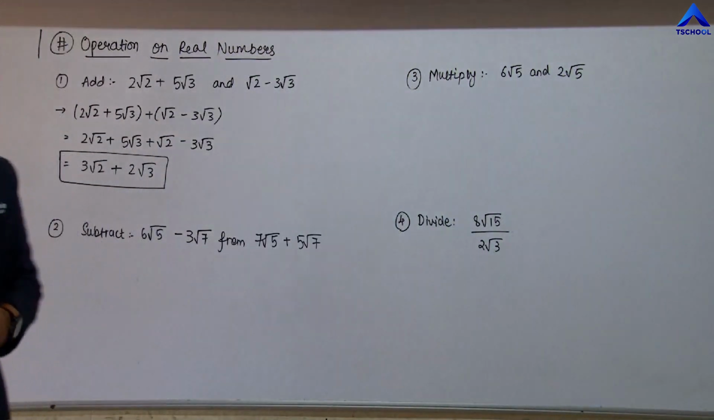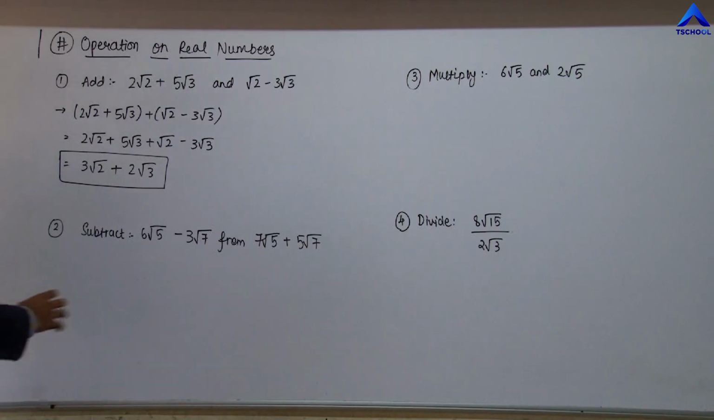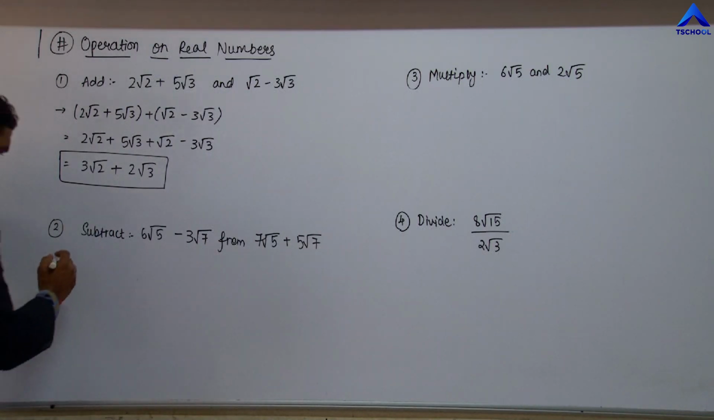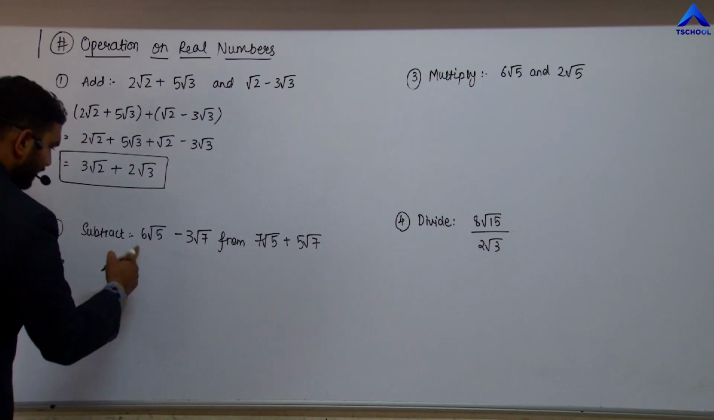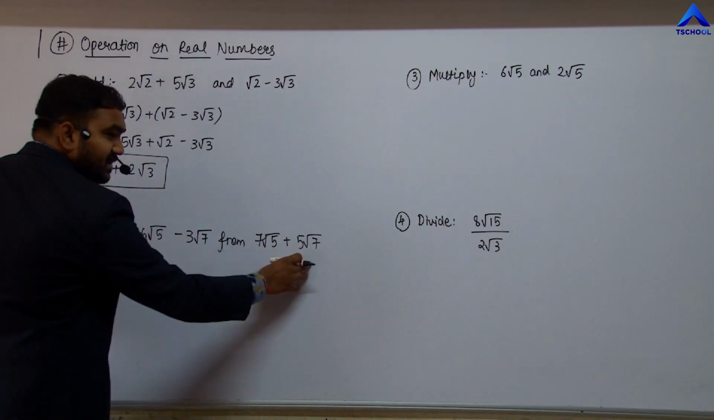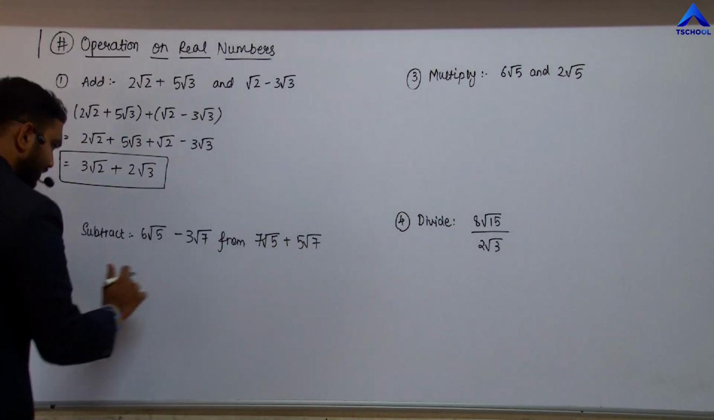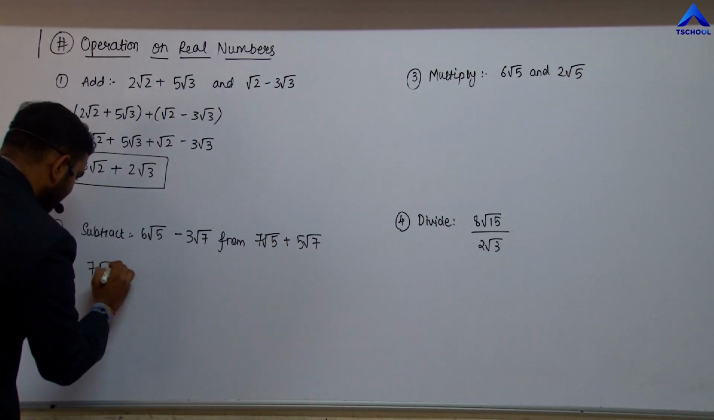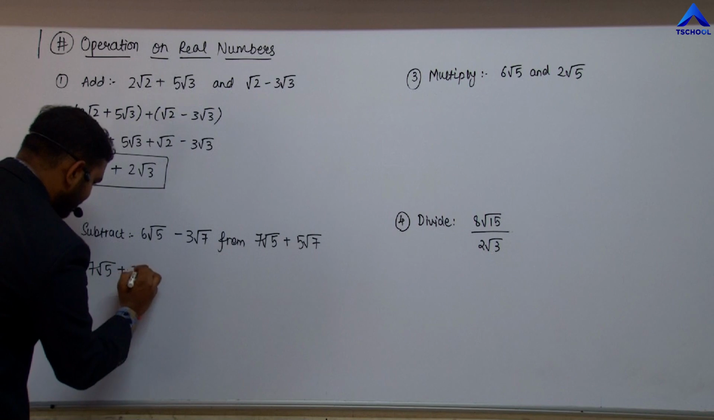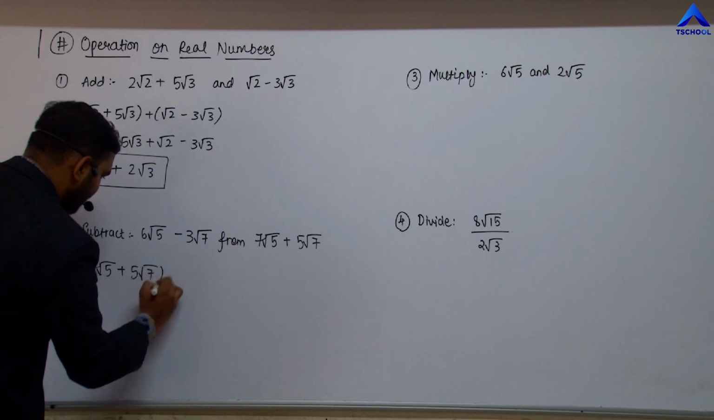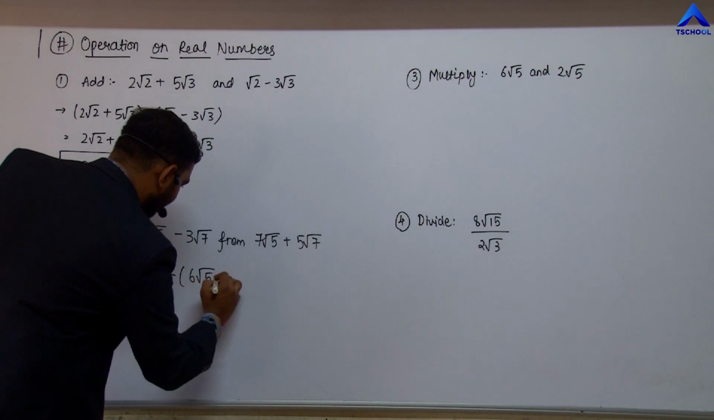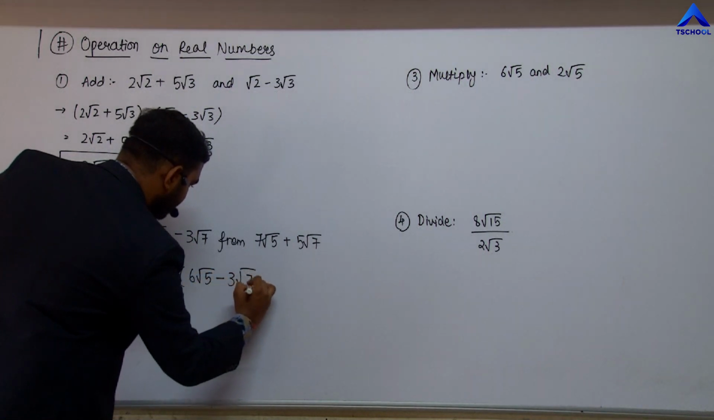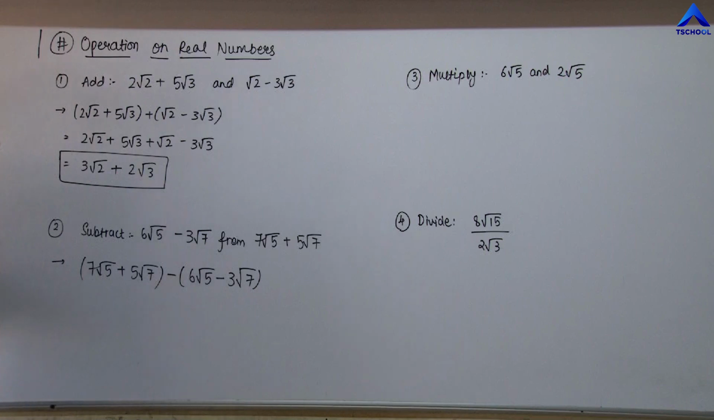Okay friends, so that is about the addition. Let us subtract this here. Subtraction, that means we are going to subtract the first from the second. So you are going to do second minus first. So that is 7 root 5 plus 5 root 7 minus 6 root 5 minus 3 root 7.